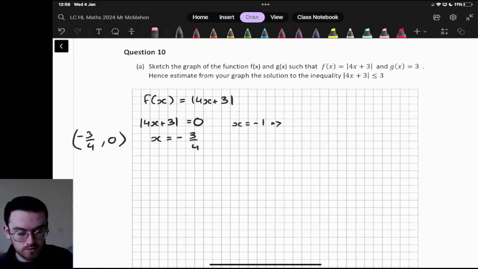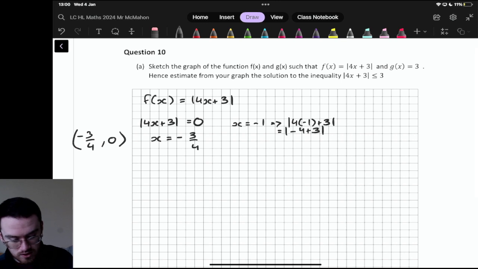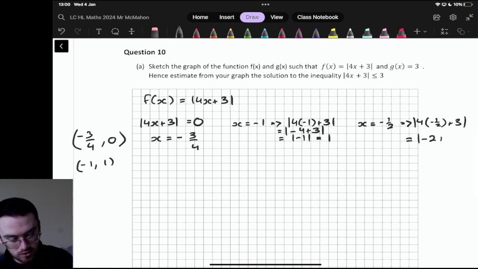So when x is equal to minus 1, we get 4 by minus 1 plus 3, which is minus 4 plus 3, which is minus 1, and the modulus of that is 1. So we have minus 1, 1. Then let's pick one on the other side, so we'll do minus a half, and we have 4 by minus a half plus 3, so we get minus 2 plus 3, which is 1, and the modulus is 1. So minus a half, 1.